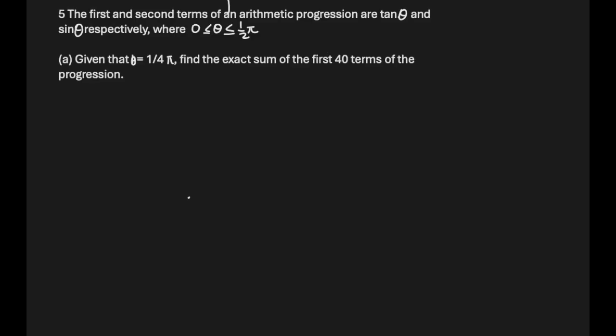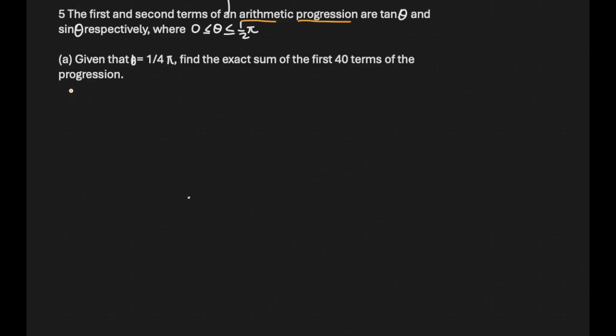Question 5. The first and the second term of an arithmetic progression AP are tan theta and sin theta respectively. Theta is an acute angle basically, right? Given that theta is 1/4 of pi, find the exact sum of first 40 terms of the progression. It's an AP.